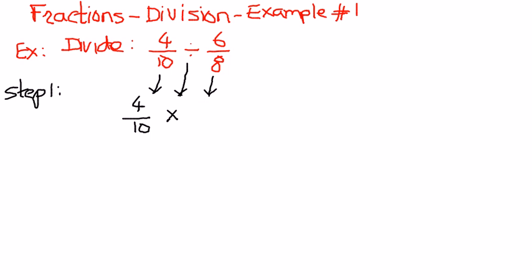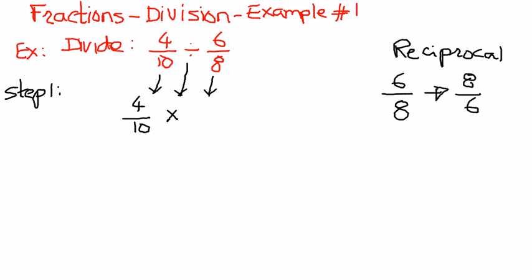What do we mean by reciprocal? If we have a number 6 over 8, the reciprocal of 6 over 8 is 8 over 6. We reverse the order. The numerator becomes the denominator and the denominator becomes the numerator. So the reciprocal of 6 over 8 can be written out as 8 over 6. This is called the reciprocal. Let me write here. The reciprocal of 6 over 8 is 8 over 6. So we write this one as 8 over 6.